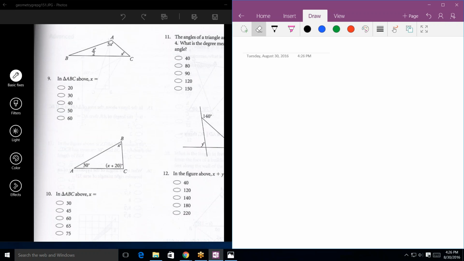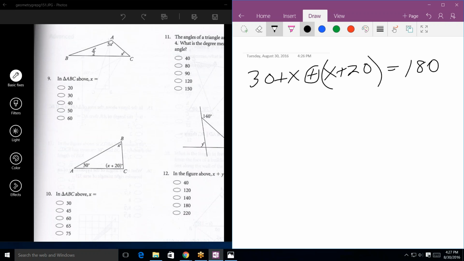Okay. In triangle ABC above, x equals. So our equation: 30 plus x plus 20 equals 180. Wouldn't x plus 20 be in parentheses? No, you're right, it is in parentheses, but I left them out because they're not needed. Because that's a plus sign, they are not needed. If that was a minus sign, they would be needed.